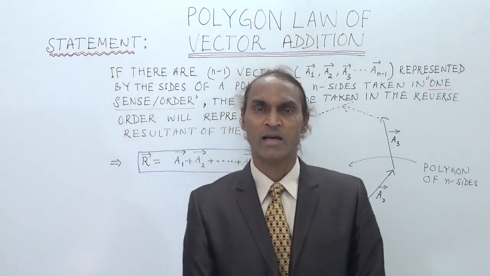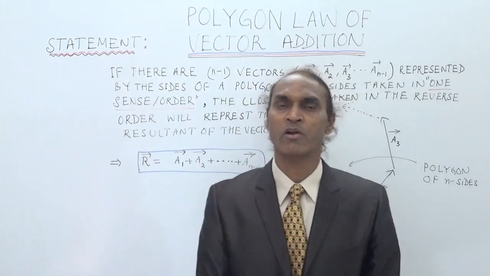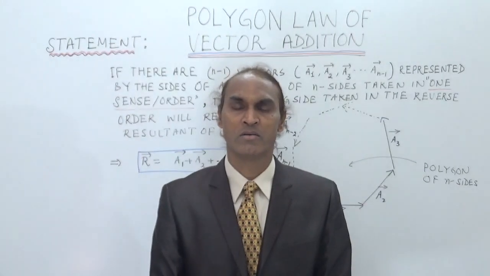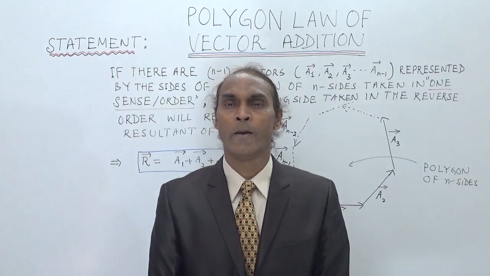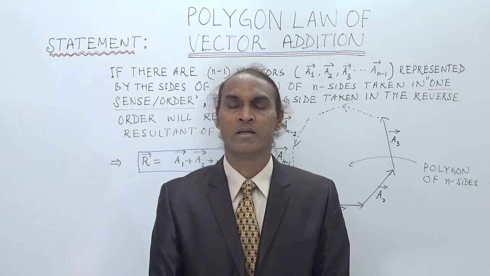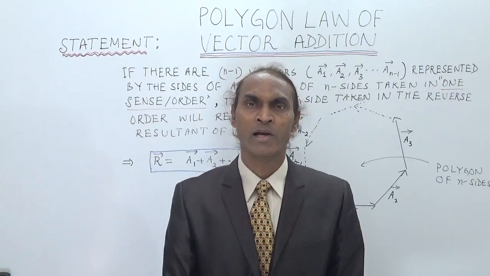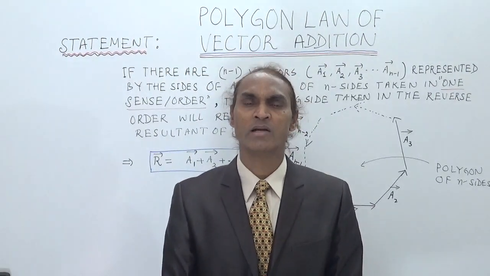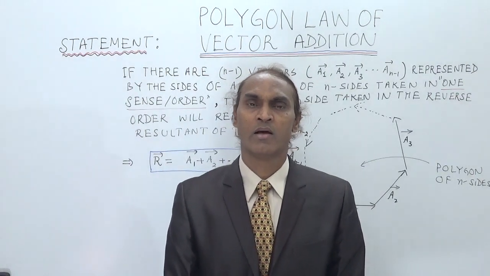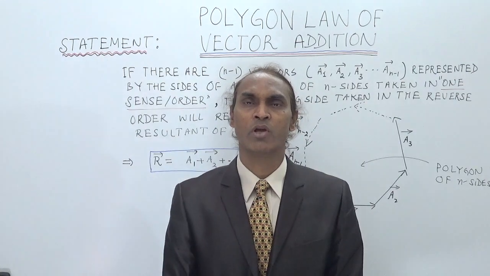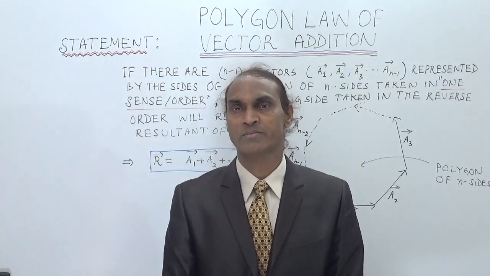My dear physics friends, this time we will talk about the polygon law of vector addition. This is a generalized law of vector addition. Triangle is a polygon of 3 sides. Quadrilateral is a polygon of 4 sides. Rectangle and a square are polygons of 4 sides. Pentagon is a polygon of 5 sides. Hexagon is a polygon of 6 sides, and so on.